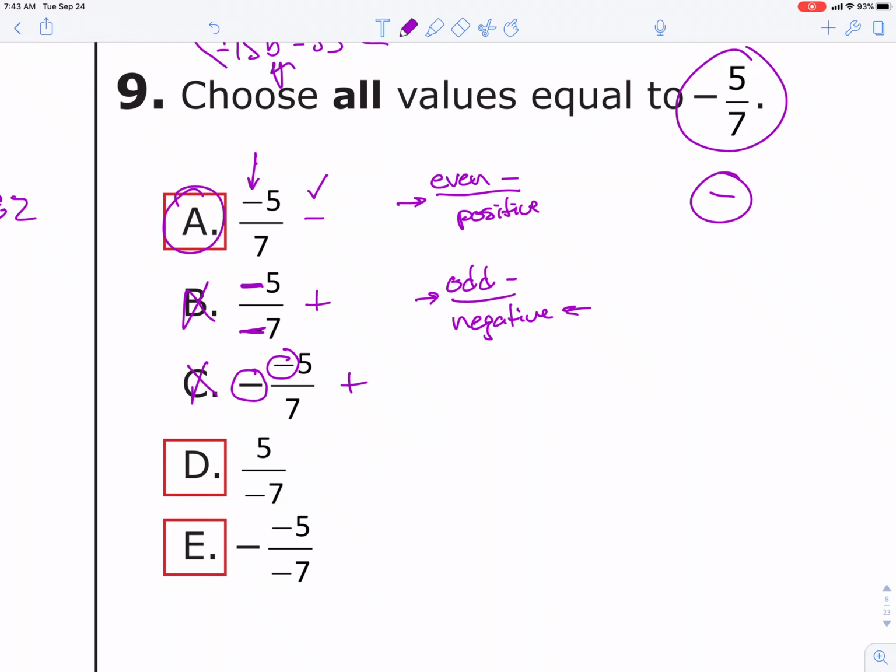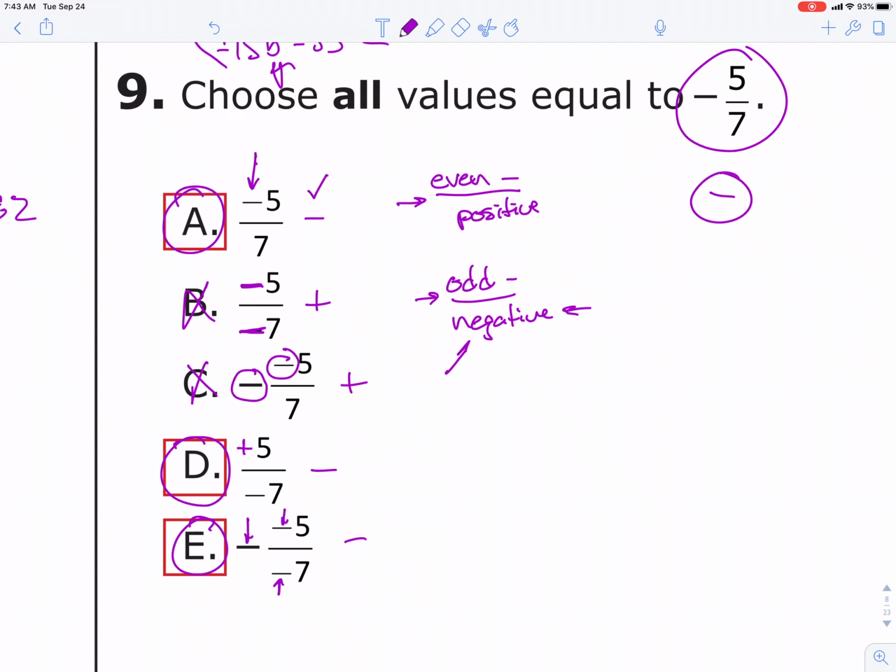This one, no. D, I've got a positive and a negative. How many negatives you see? 1. That's odd. That's a negative. So that one's good. This one's a little harder, but how many negatives do you see? I see 1, 2, 3. 3 negatives. 3 is an odd number. Okay? Odd means my answer's going to be negative. Ooh, that was trippy. Means my answer is going to be negative, so E does work. I was just looking for negatives and positives. So that's how you get those answers.